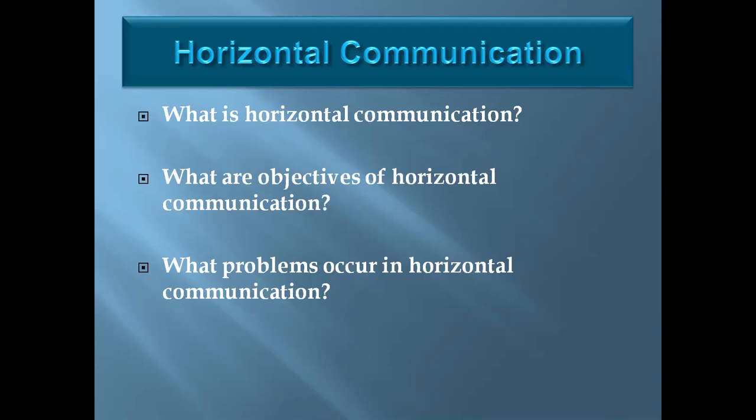Because there are certain objectives which we can also get. Number one, we can coordinate tasks. Number two, we can solve problems. Number three, we can share information. Number four, we can resolve conflict. And number five, we can increase our interpersonal rapport. These are five objectives which we can get. Even though the problems are many, there are also objectives which you can achieve in lateral communication.